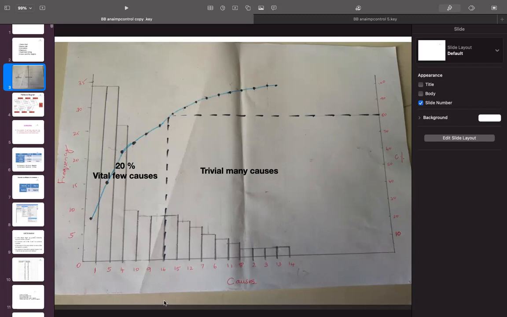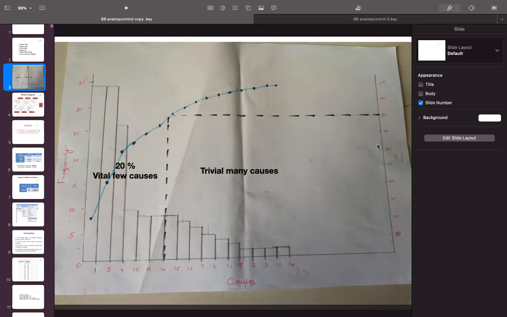a vertical line. So all the causes which fall within the vertical line are called the vital few causes, or the 20% of the causes. Then you have the remaining causes. They are trivial many causes. They are the 80% of the causes. Okay. So the 20% of the causes leads to 80% of the problem.